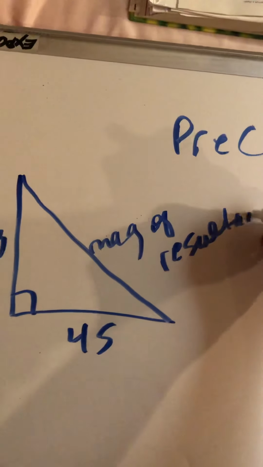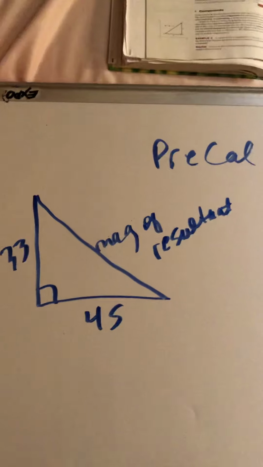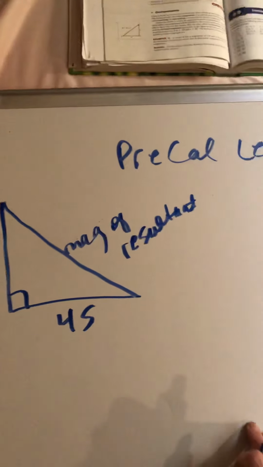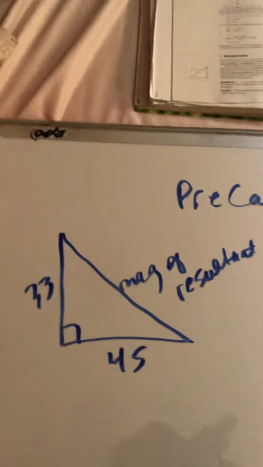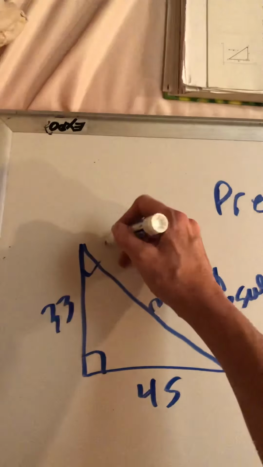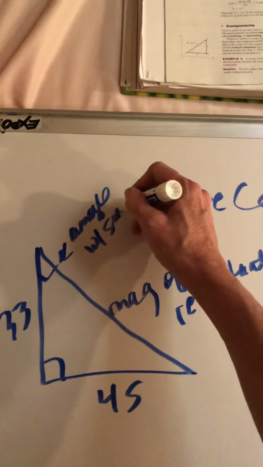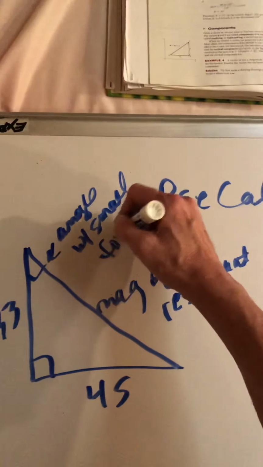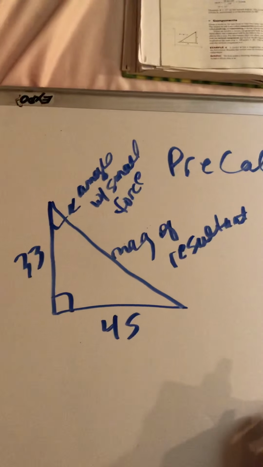You just want that distance. It's a right triangle. You're going to do a squared plus b squared equals c squared. Actually, there's a little shortcut to it that I'm going to show you. And then we want to find the angle it makes with the smaller force. So angle with the smaller force. Angle with small force. So my smaller force is 33. Why? Because it's smaller than 45.